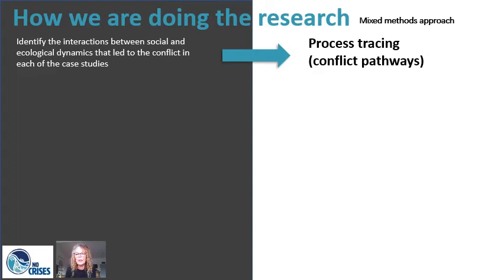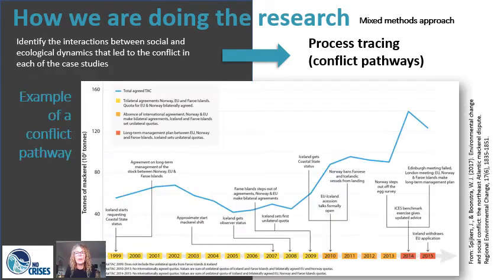A few brief words on how we propose to undertake this research. Firstly, we aim to identify the interactions between social and ecological dynamics that led to the conflict in each of the case studies using process tracing, where we identify conflict pathways. Here's an example of a conflict pathway that was produced in a paper by Jessica Spakers and Wynand Boonstra, and it's for the Atlantic mackerel dispute.